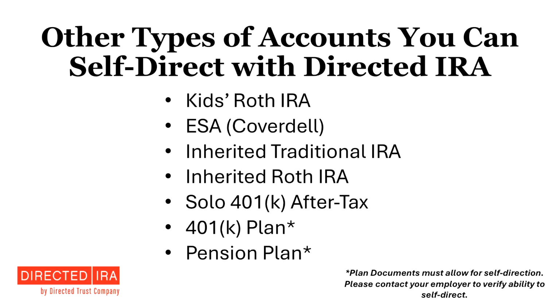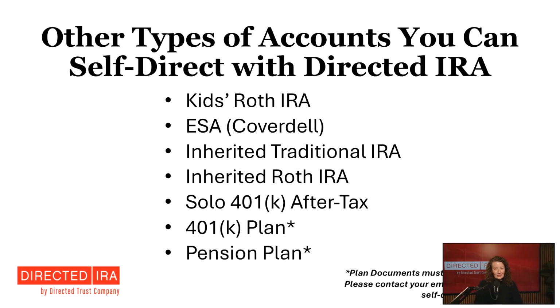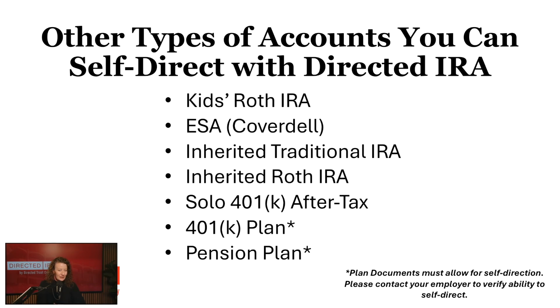To be young. In addition to the kids' Roth IRA, you can also self-direct inherited IRAs, simple IRAs. You've got your 401k plans and your ESAs as well. The ESA is an education savings account. It's also known as a Coverdell. It's an alternative to the 529 plan. The 529 plans cannot be self-directed, guys. The ESAs, also known as the Coverdell, can be self-directed.